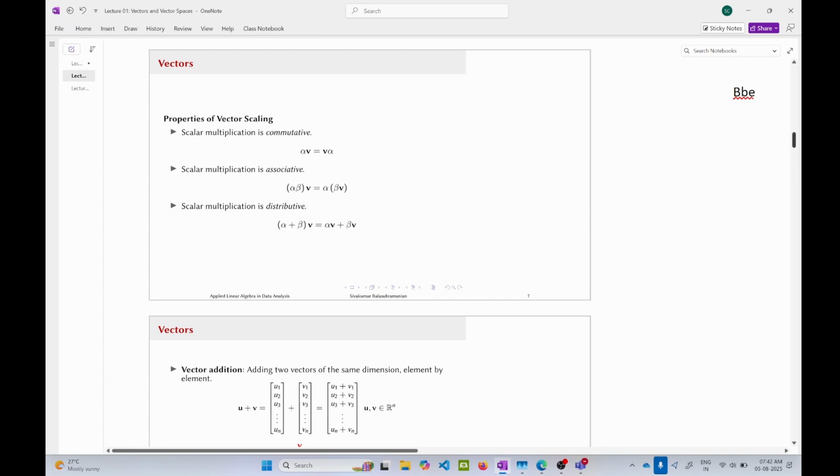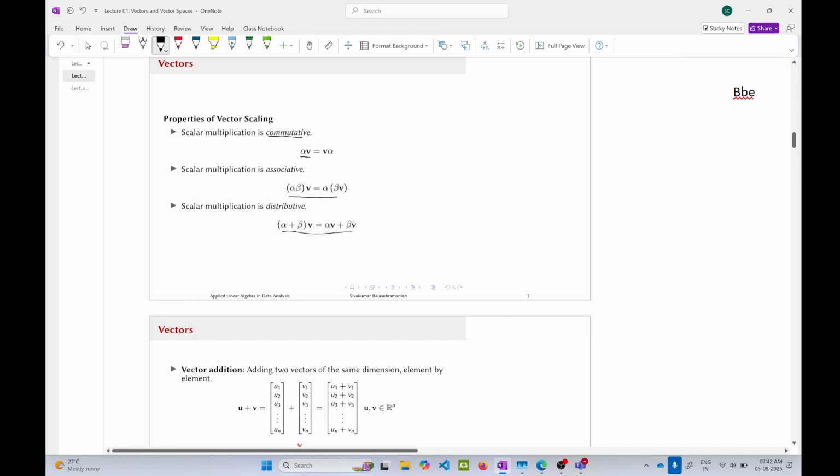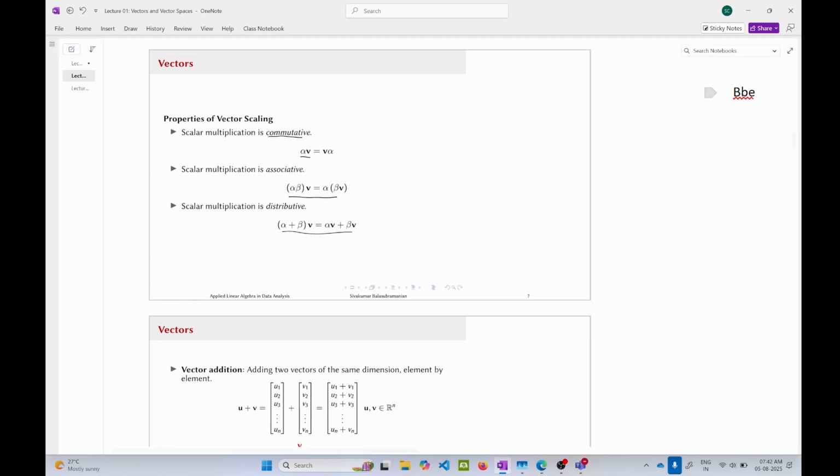So these are all properties satisfied by vector scaling. The operation is commutative. That means alpha times v is the same as v times alpha. The order does not matter. It's associative, and then it's also distributive. These are again obvious because these are simply properties of real numbers, right? So we don't have to think too much about that.